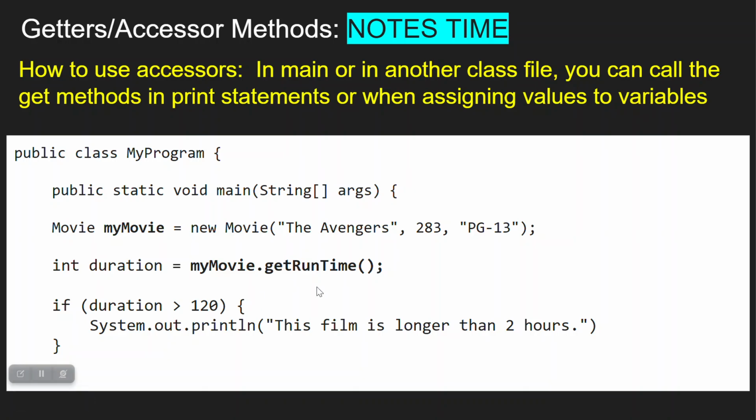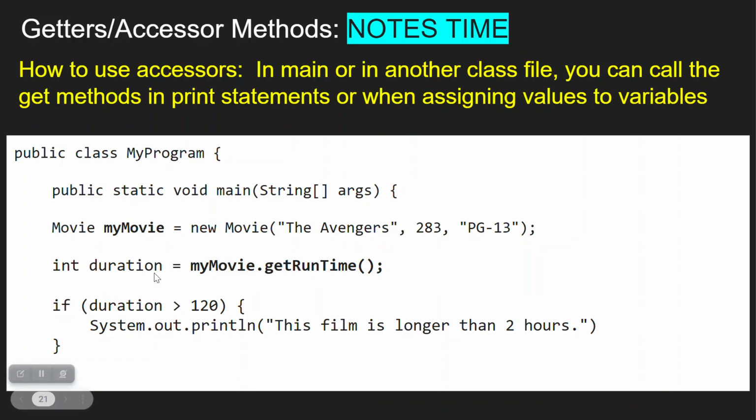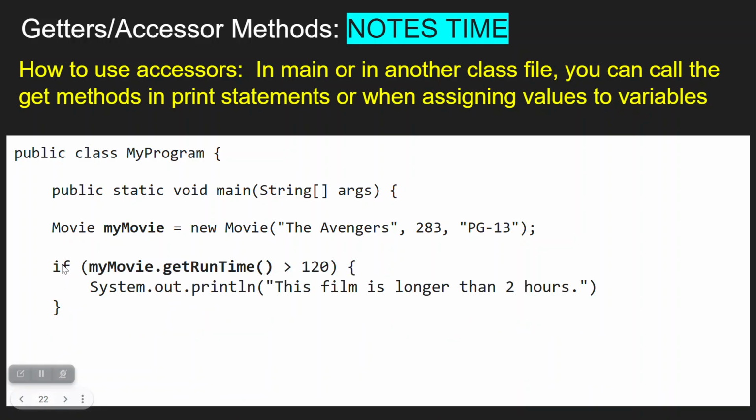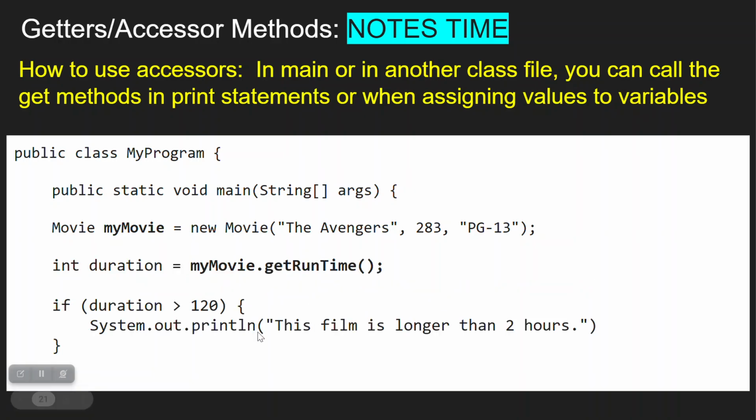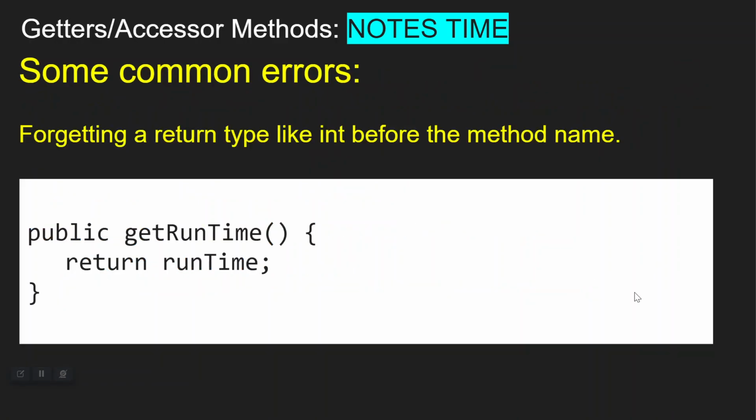You could actually do the same thing a little bit more succinctly. Instead of creating the extra variable and calling it duration, you can just delete this line, and you can just say if, and then in parentheses, myMovie.getRuntime is greater than 120, print that. Either of these will work. You can do it this way, which is a little bit longer, or this way, which is a little bit shorter, but both of them will work. It all just is a matter of experience and preference.